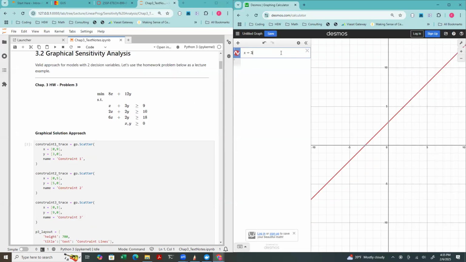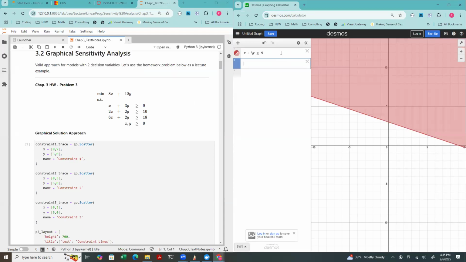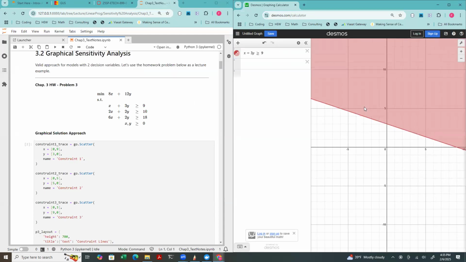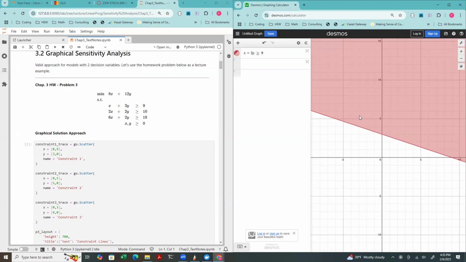And so the first thing I'm thinking of is, well, I need to write out my constraints, correct? Each one of these constraints is splitting the Cartesian plane in half. Desmos here does a reasonably good job of shading the half of the Cartesian plane that satisfies this constraint. And so I'll go on with the next one.